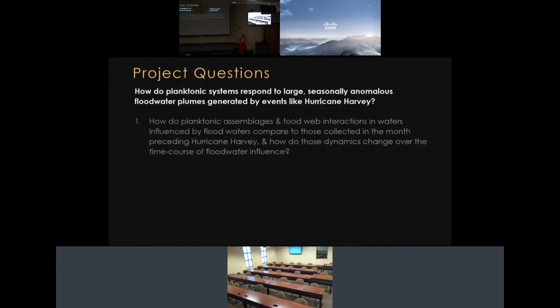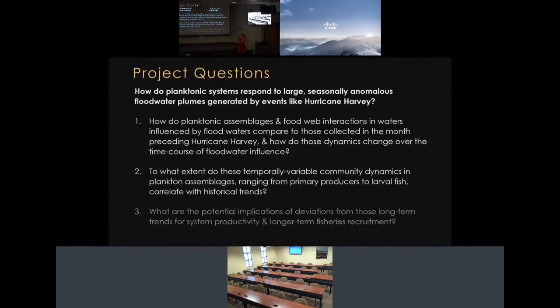And so our question was, how do planktonic systems respond to this kind of large, seasonally anomalous floodwater plume generated by an event like Hurricane Harvey? We were interested in food web interactions, and how they vary in space and time. How does the assemblage structure compare to historical series, like, is the assemblage the same as during a neutral year or during another floodwater event? Is there a floodwater assemblage that develops?